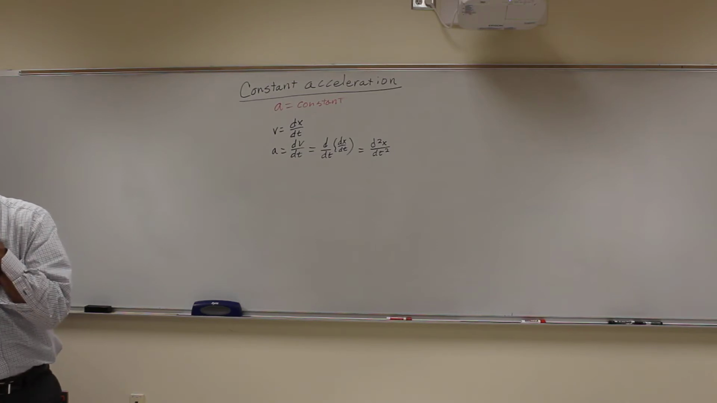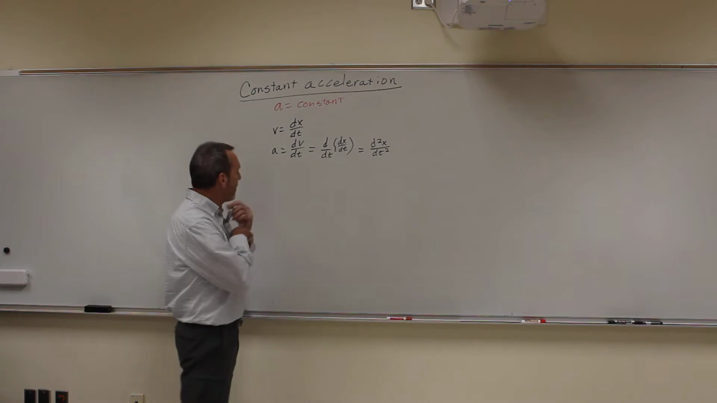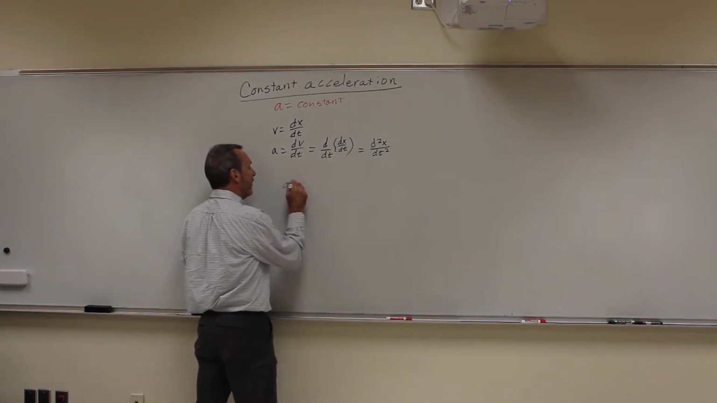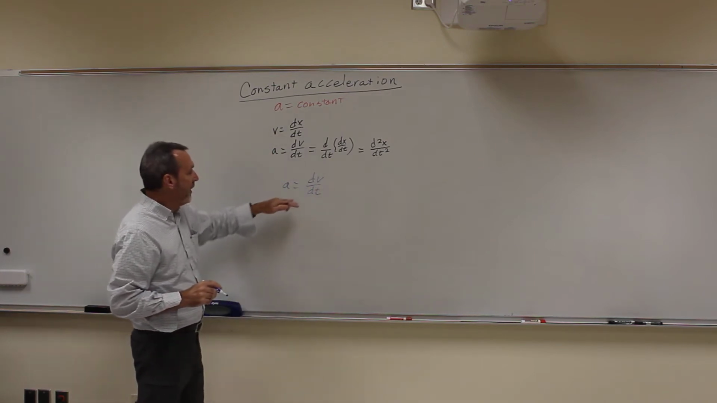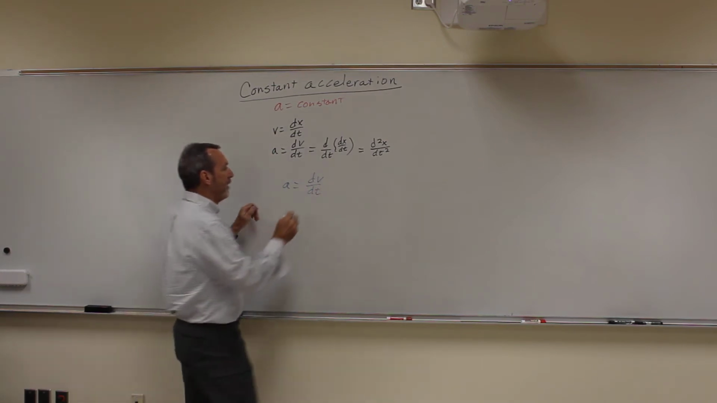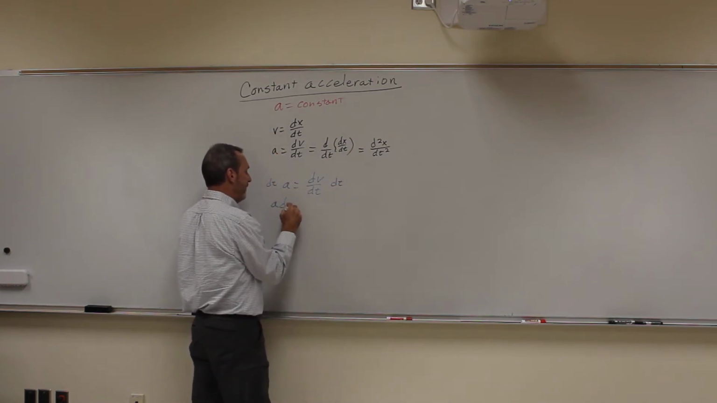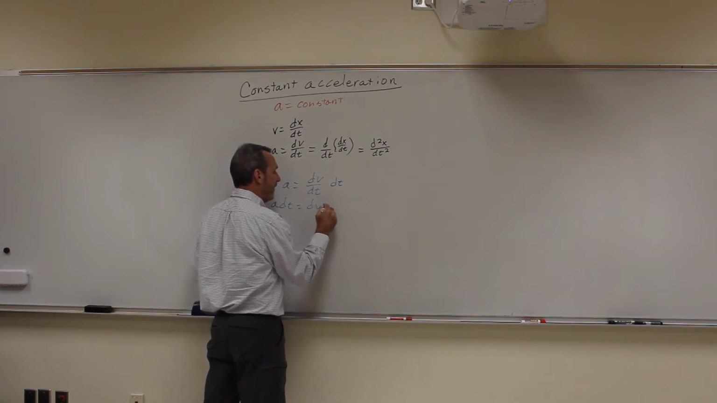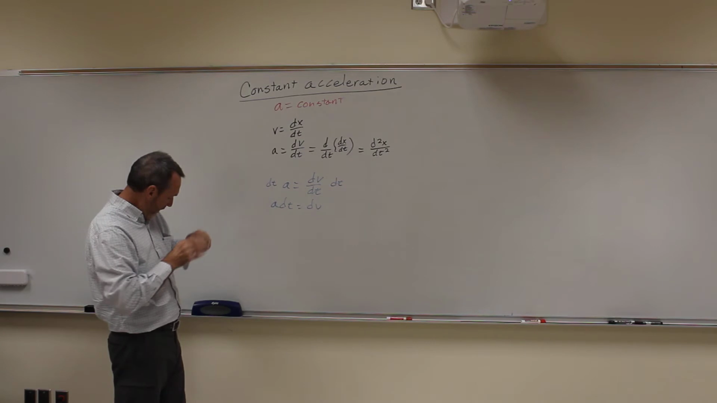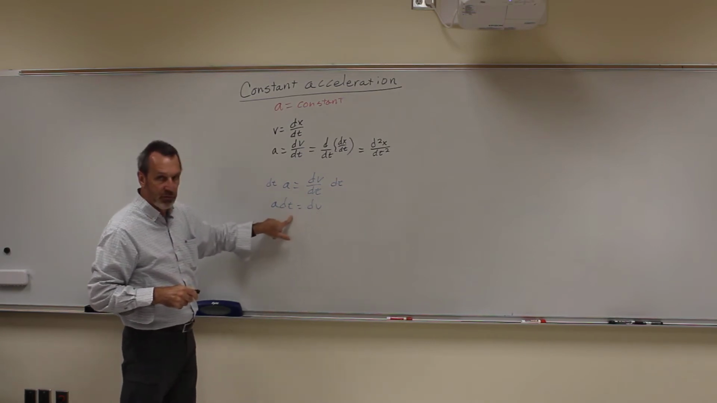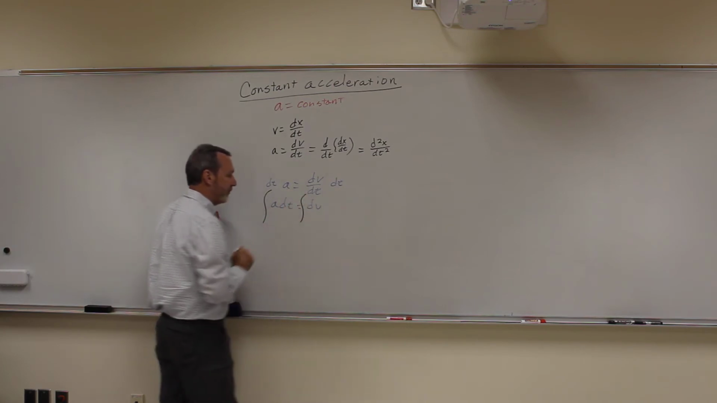So what I'm going to do is use this equation. The acceleration is the derivative of velocity with respect to time. To analyze this, I'm going to multiply both sides by dt. This becomes a dt is equal to dv, because those cancel out. And to get rid of the differentials, I have to integrate both sides.